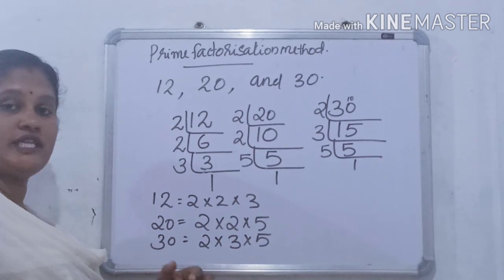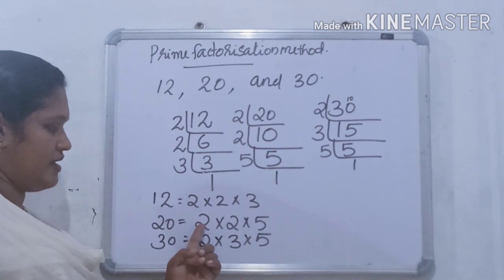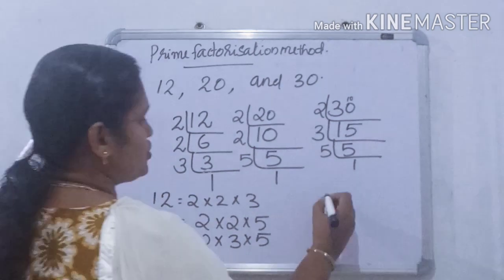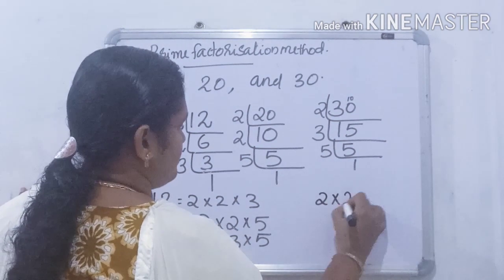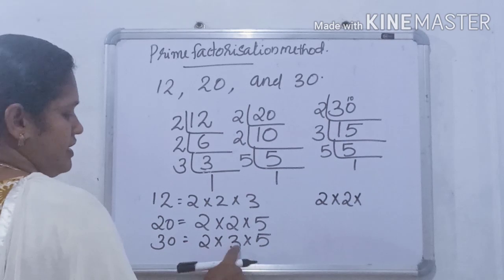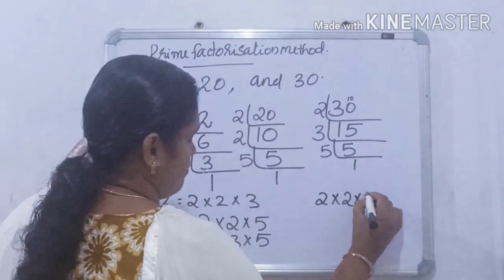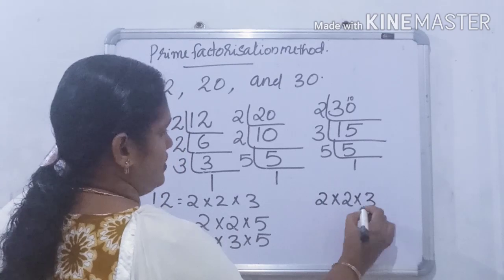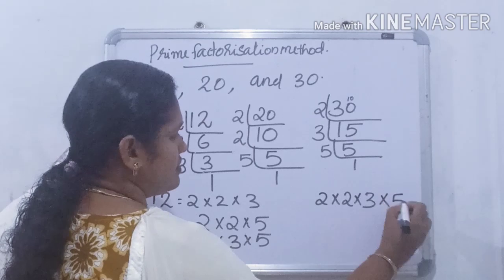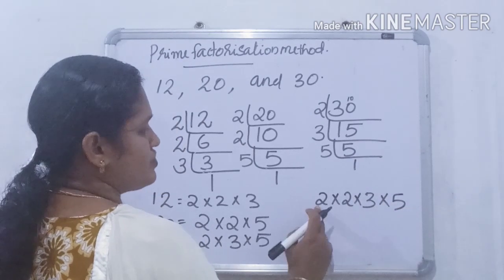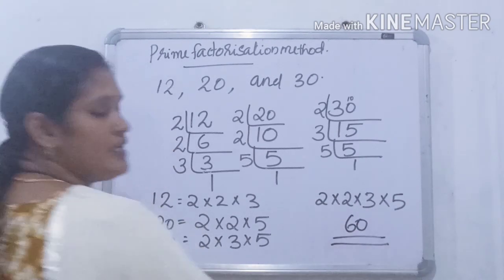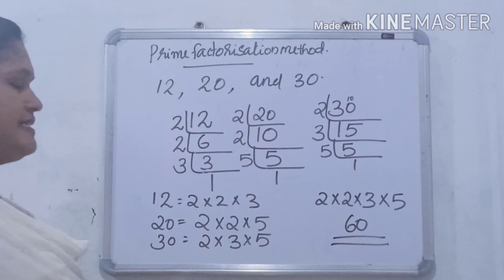So, we have to take the most occurrence. Here 2 times 2 are here and 2 times here. So, take 2 times 2. Then most occurrence of 3: here 1, here 1. So, take 1 time 3. And 5, 1 time. 5 2s are 10, 3 2s are 6. 10 into 6 equals 60 is the LCM. This way also we can find LCM.